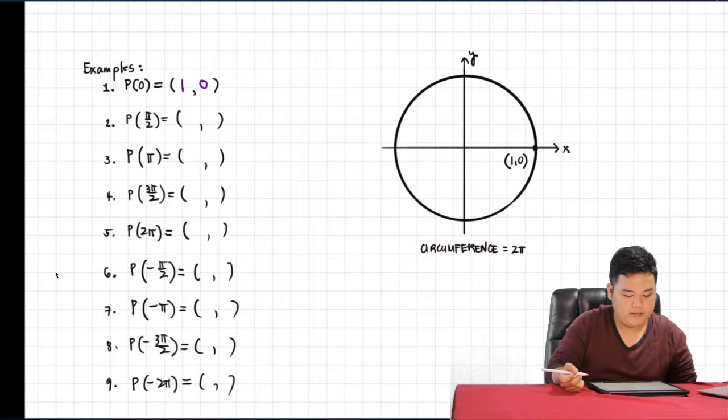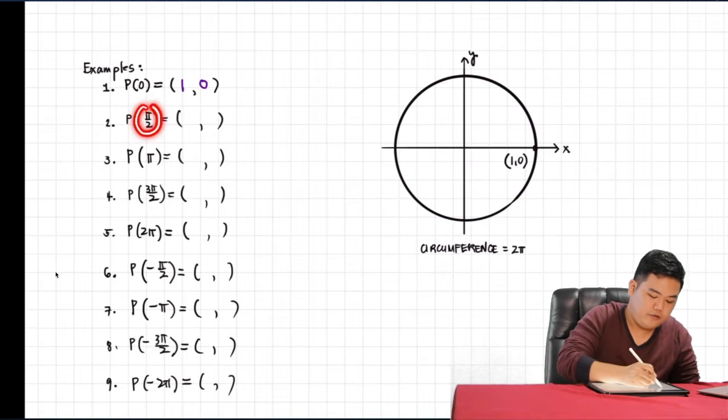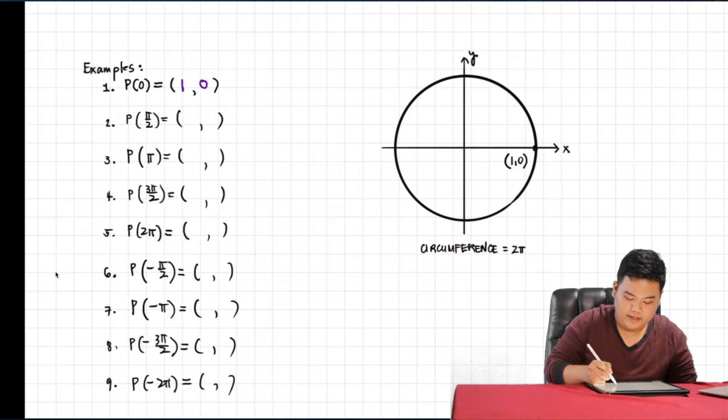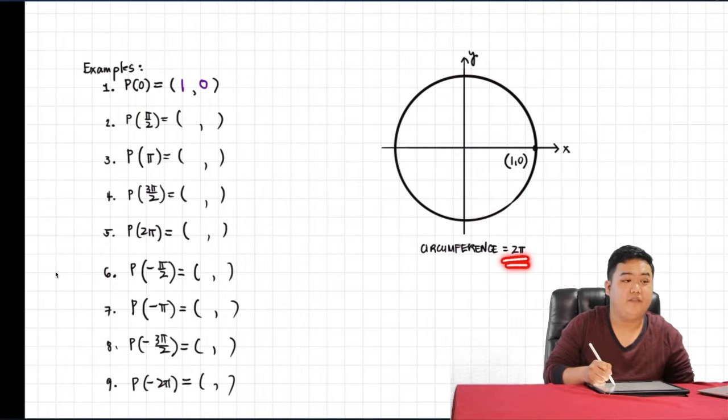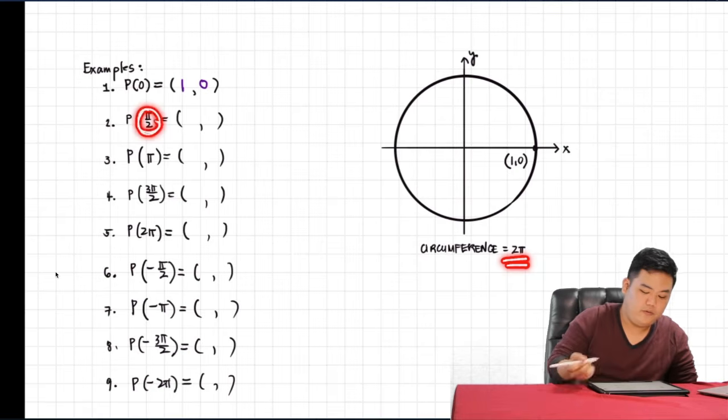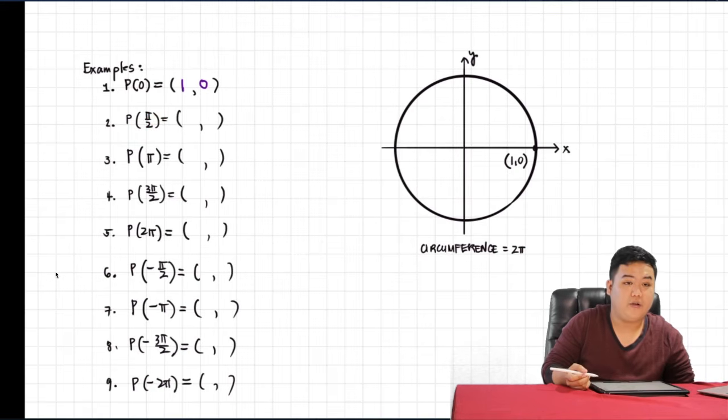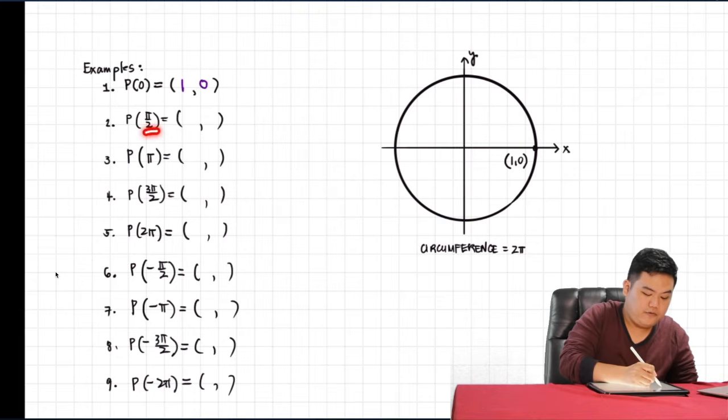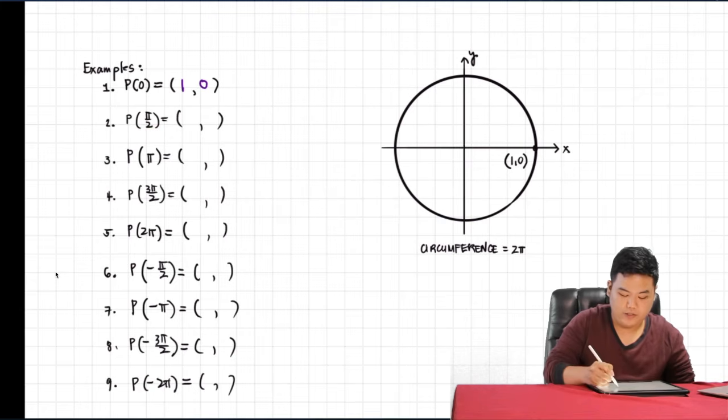Okay. So, next, P of pi over 2. So, recall natin that the circumference of the unit circle is 2 pi. So, yung pi over 2 is 1/4 of the circumference of the unit circle. So, since pi over 2 is positive, we measure counterclockwise from (1, 0). Tapos 1/4 ng unit circle. So, we end up at this point. And this point is (0, 1).